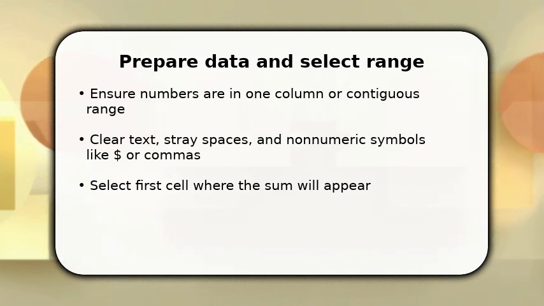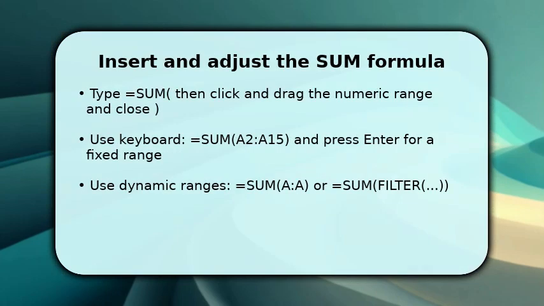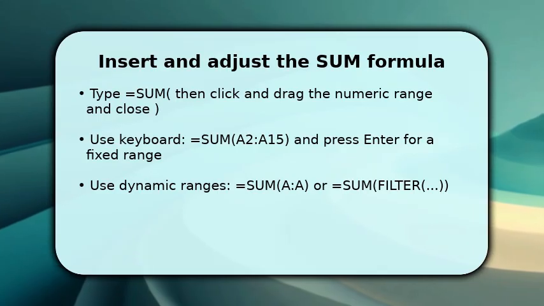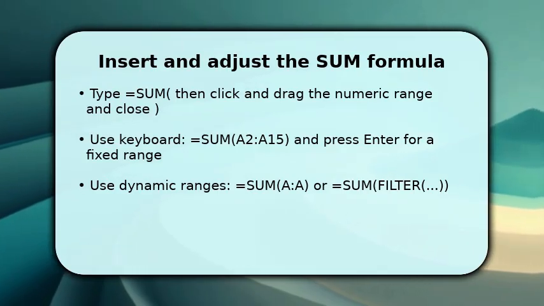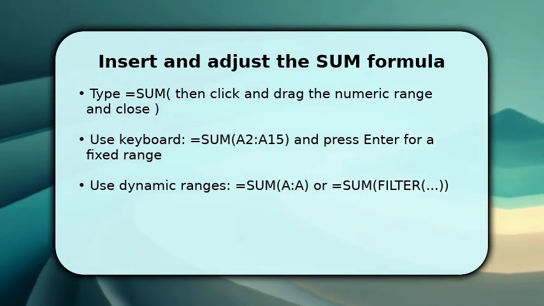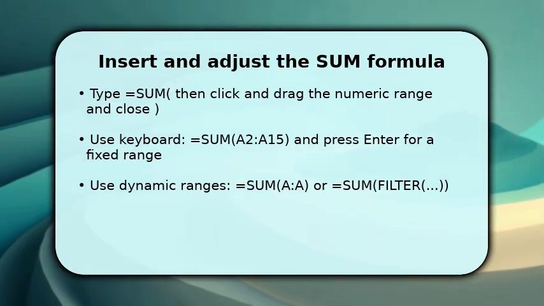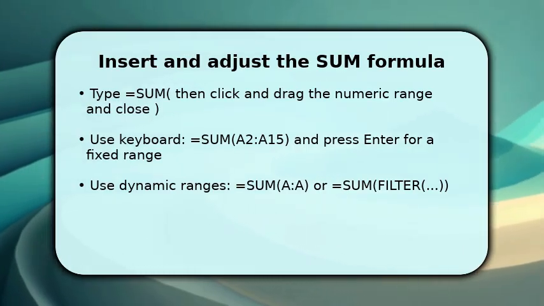Now enter the formula. Type equals SUM and drag the same range you selected, then close the parenthesis and press Enter. That instructs Sheets to add every number in that range. You can also type equals SUM(A2:A15) for a fixed block or equals SUM(A:A) to include the entire column if you expect more rows.